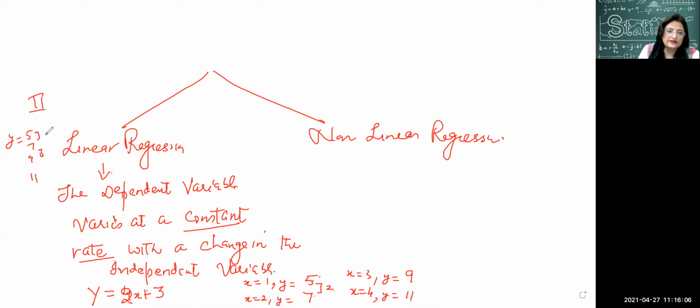So कितना डिफरेंस है हर एक वैल्यू में? दो का डिफरेंस है. It means constant rate. किस कांस्टेंट रेट से डिपेंडेंट वेरिएबल में चेंज आ रहा है विद द चेंज इन द इंडिपेंडेंट. आप यूनिट चेंज कर रहे हैं, एक एक यूनिट, एक्स में एक यूनिट चेंज किया और वाई में जो चेंजेस आ रहे हैं दैट इज अकॉर्डिंग टू द कांस्टेंट रेट ऑफ चेंज. राइट?